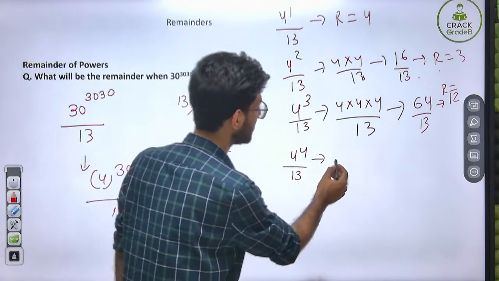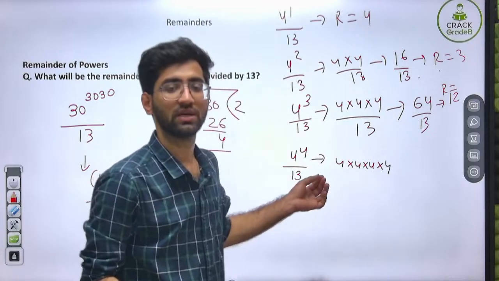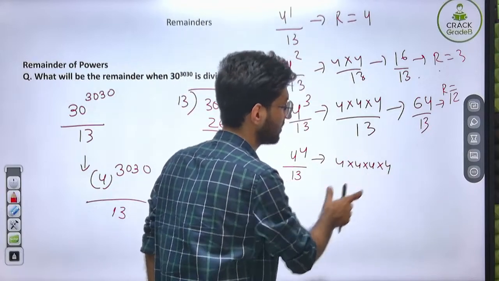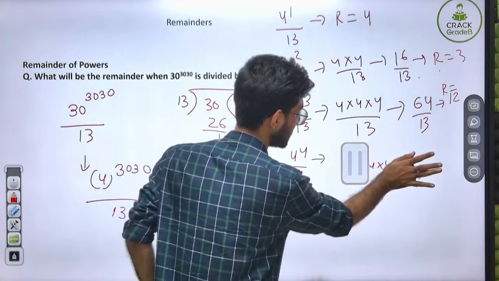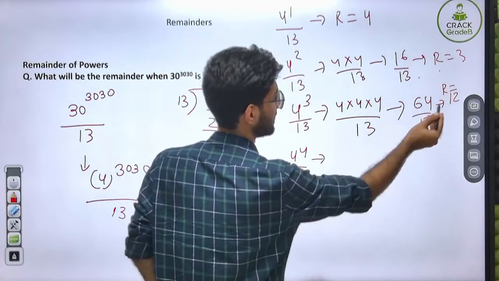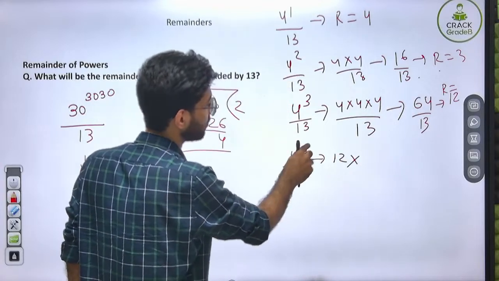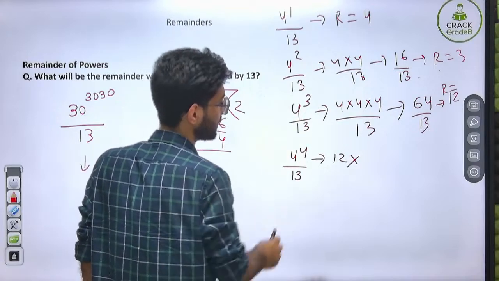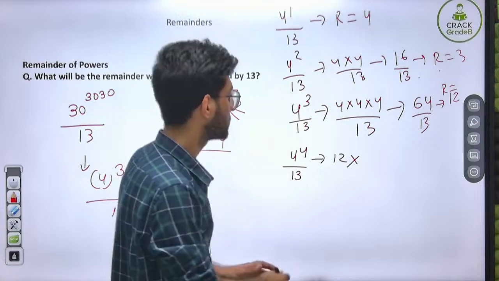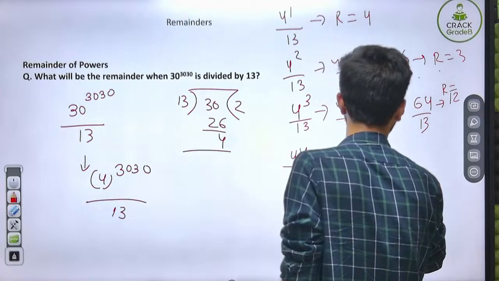You can write it this way, 4 into 4 into 4 into 4, but I will suggest that we shouldn't write this lengthy calculation. You can directly write the earlier remainder. The earlier remainder is 12, and you are multiplying with one more 4. See, 4 to the power 3 and 4 to the power 4, so you are multiplying with one more 4. So you can directly write 12 into 4 divided by 13.